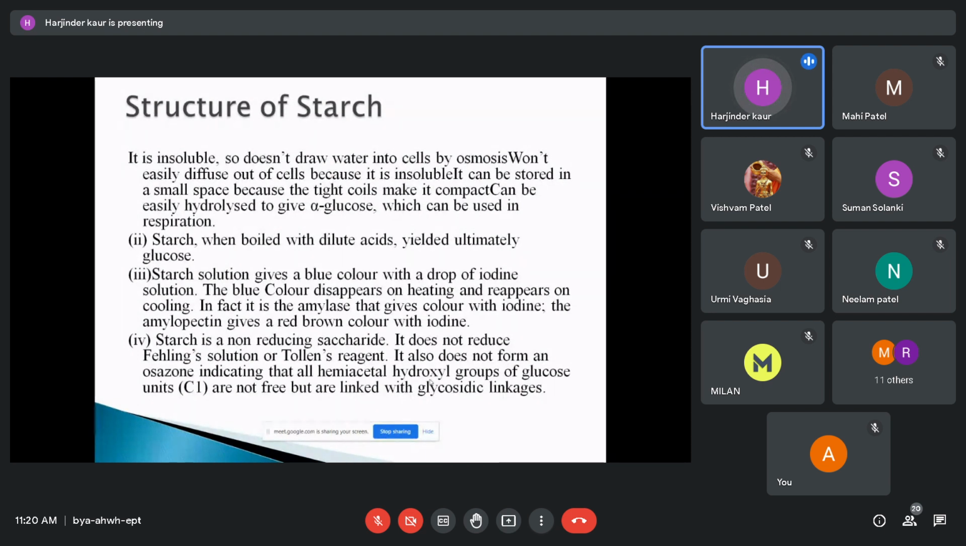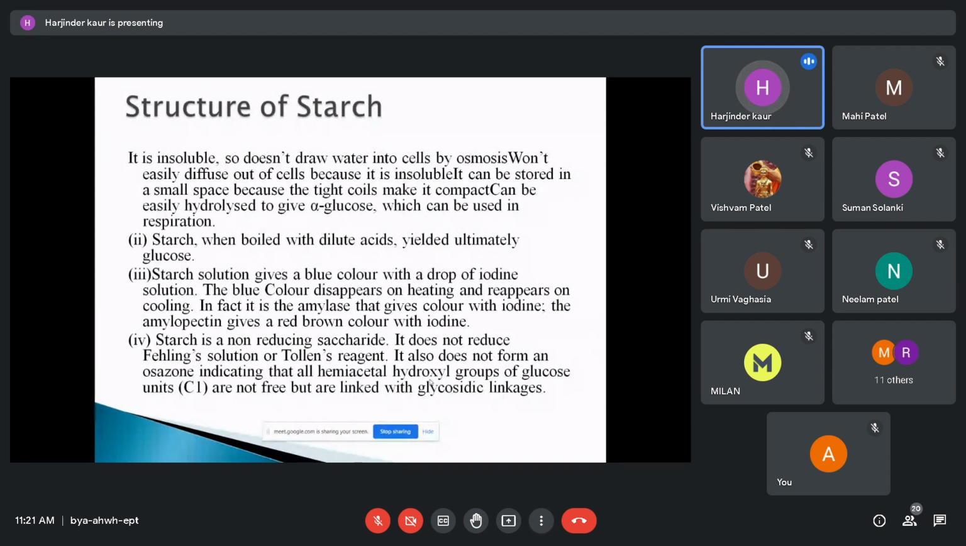Then the second thing is whether the polysaccharide is reducing or non-reducing in nature. Reducing and non-reducing again means whether the first carbon is free or not. If the OH group on the first carbon has R substitution, it will not give Tollens or Fehling reagent test. But if it is free, it will give Tollens reagent test.